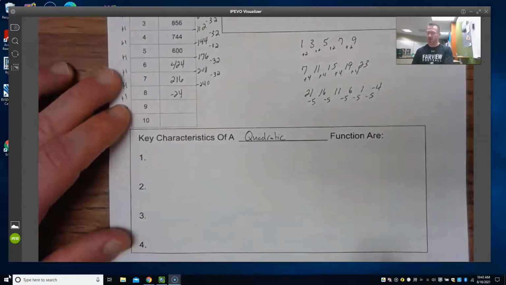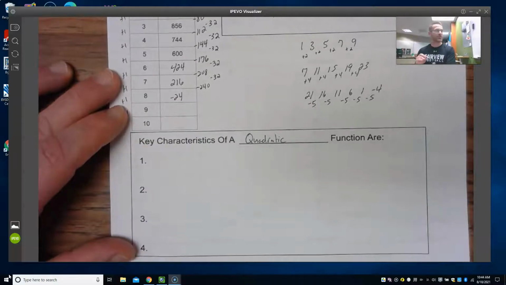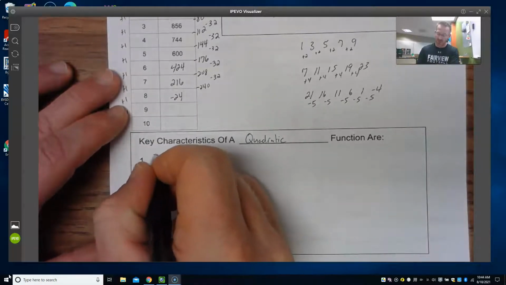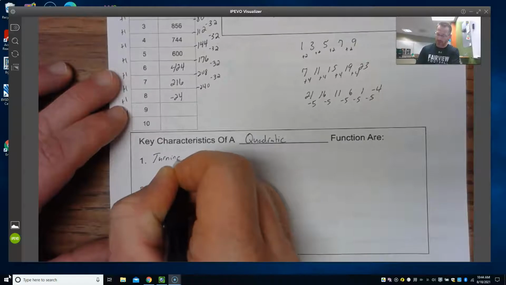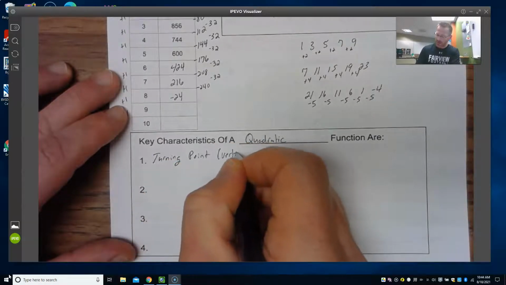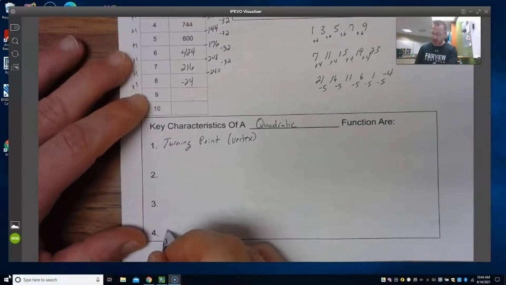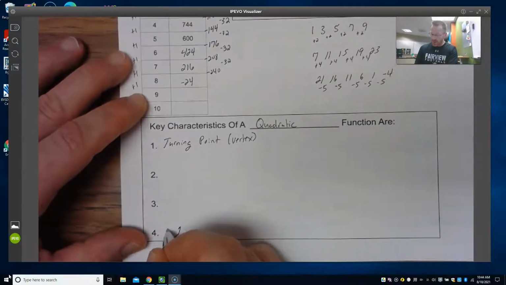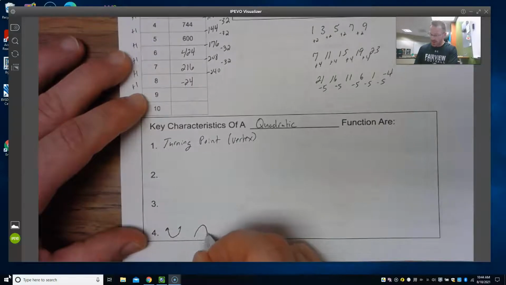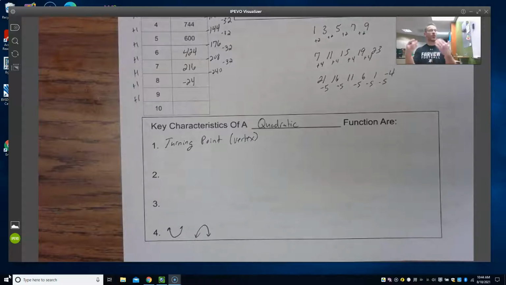So the first thing, and once again, we don't see it in this table, but one of the first things that we're going to look for, and we mentioned this before, is a turning point, or a vertex. So a quadratic is a U, and we looked at that in that opening activity at the very beginning of this unit, right? It looks like a U, and I'm going to go down and mark that right here. So we know one of the characteristics is that it looks like a U, correct? So it's either going to open up or it's going to open down.